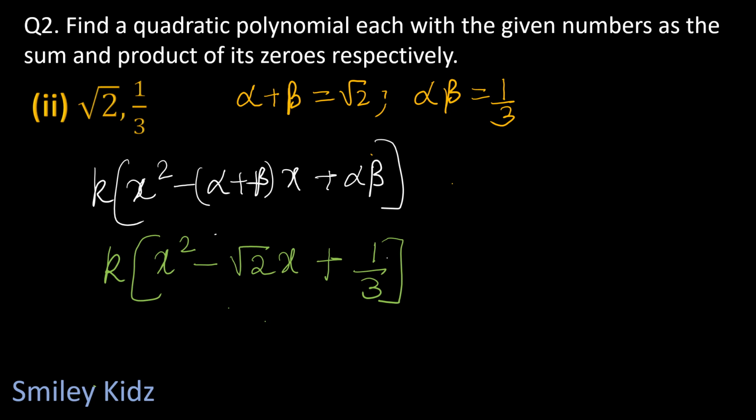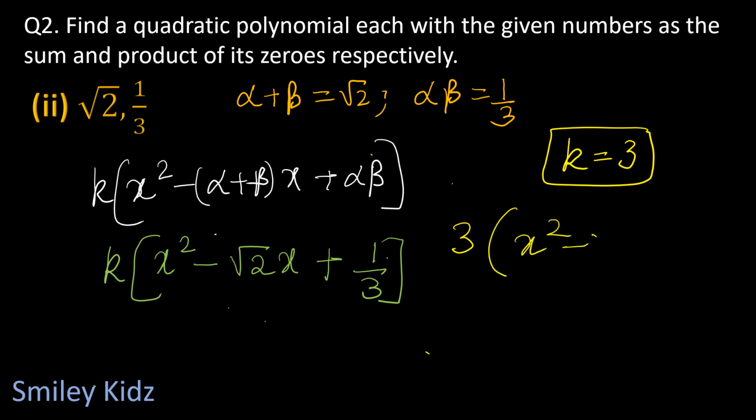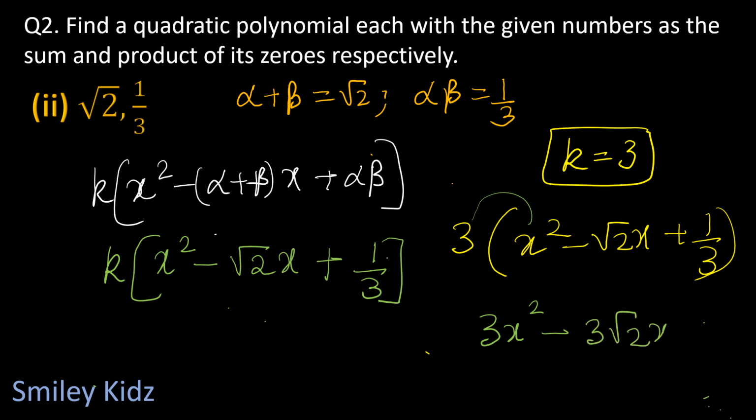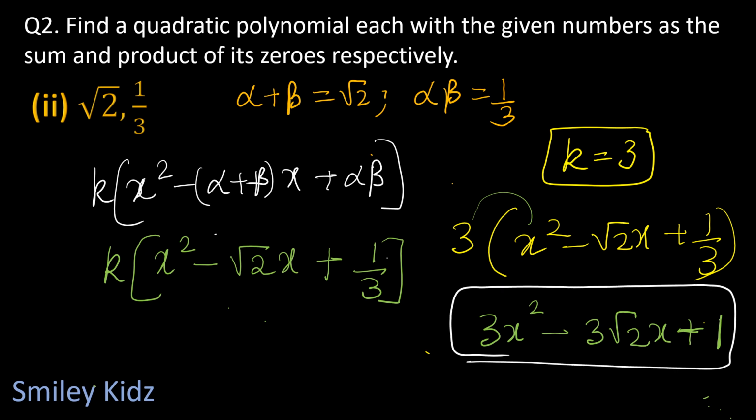So let's suppose k is 3, then I'm going to multiply 3 with the entire equation x square minus root 2x plus 1 by 3, which is going to give me 3 into x square is 3x square, minus 3 into root 2x is minus 3 root 2x, plus 3 into 1 by 3 will give you 1. So the required quadratic polynomial is 3x square minus 3 root 2x plus 1.